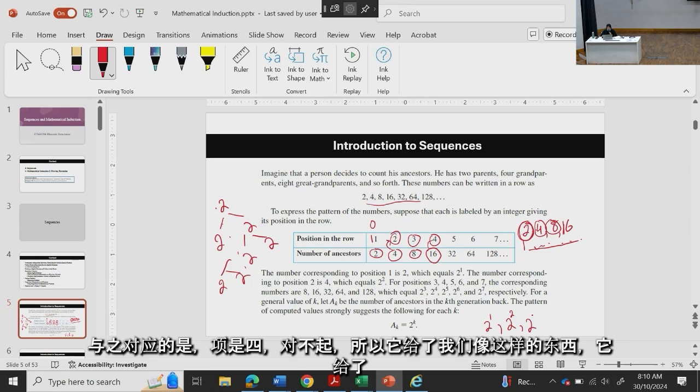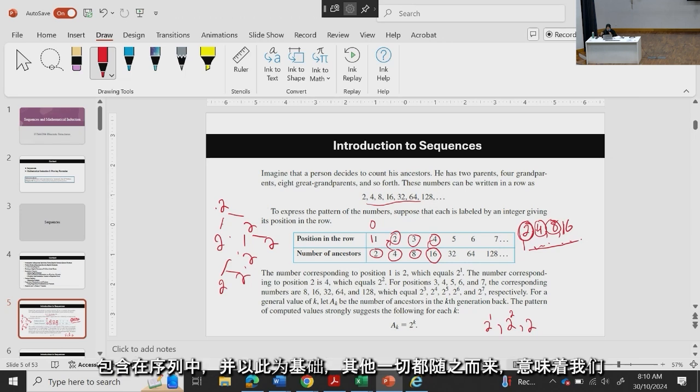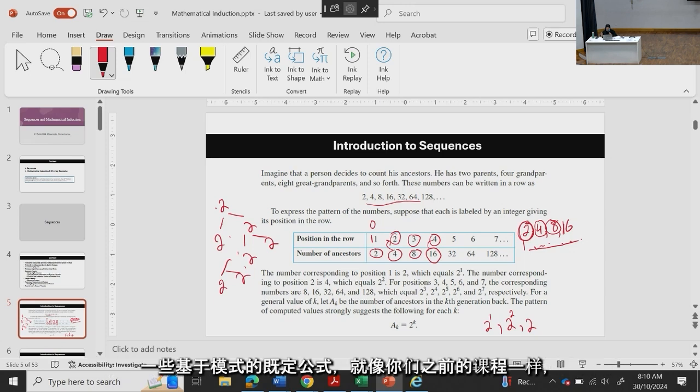So it gives us something like this. It gives us a pattern. We try to find a constant pattern, meaning the pattern that repeats in the terms that are included in the sequence, and based on that everything else follows, meaning we try to find the explicit formula or the closed formula or general formula, and then we have some established formulas based on the patterns, just like in your previous classes.